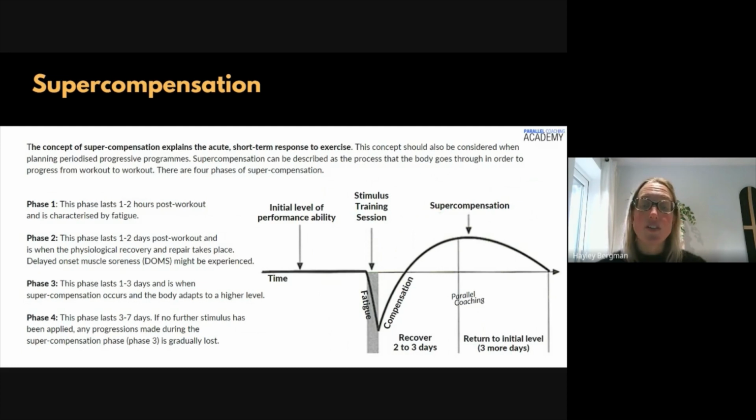If no further stimulus has been applied after the workout, any progressions made during the supercompensation phase are gradually lost over time. So this means that you're ideally wanting your client to train twice a week, essentially. If your client is training less than twice a week, you can see they get to the end of that supercompensation, they come back to the straight line again. They literally finish that week at the same standard of fitness and health that they were at the beginning of the week, because there's not enough dose, there's not enough load.